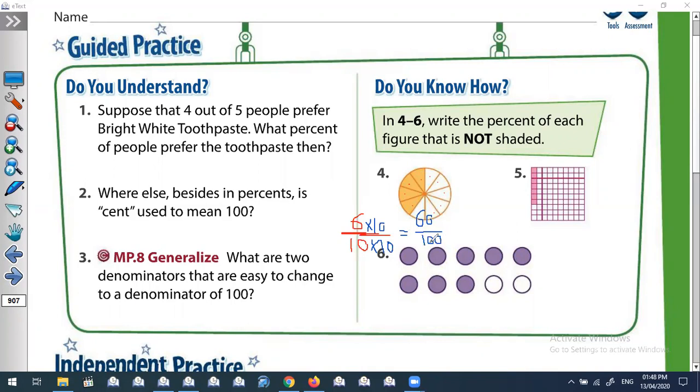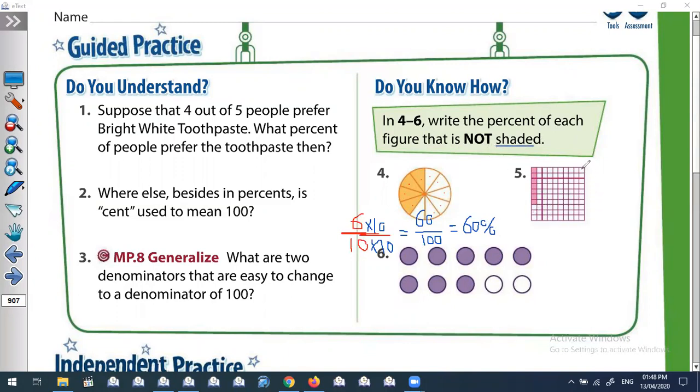Now you can change it into percent. How come? Write 60 and beside it this symbol of percent. So if you need to change any number to percent, the denominator of this number should be 100. Another example, number 5, he need to write the percent of not shaded.